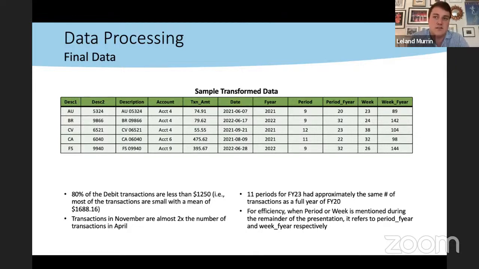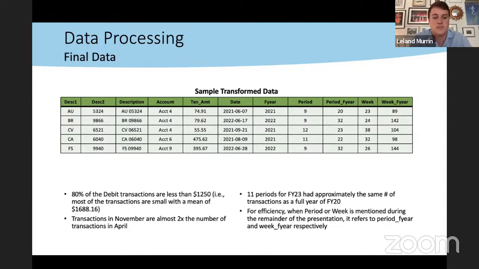Most of the transactions in this general ledger were really small. A lot of them were below $1,250, so 80% of them. So they just had a large volume of small transactions. The mean transaction amount was $1,688, so highlighting that, a lot of volatility as well.